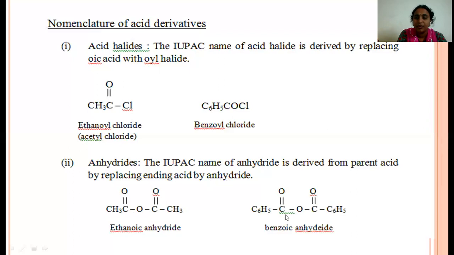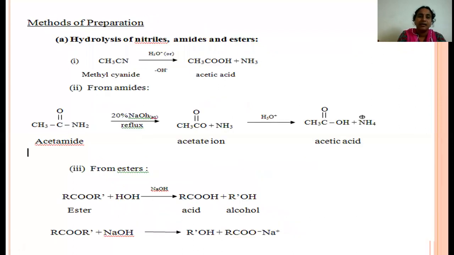Whereas in this compound, this is the benzoyl group, the repeating structure. These two repeating structures are connected with the oxygen, so this is called an anhydride. So this name is called benzoic anhydride. So this is the nomenclature for writing anhydrides.